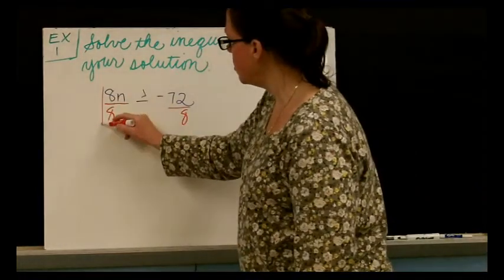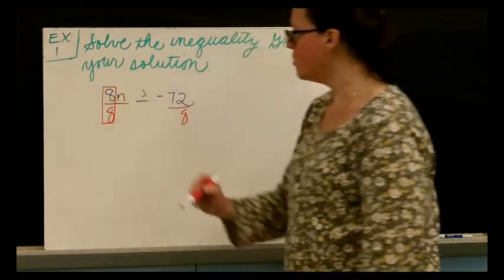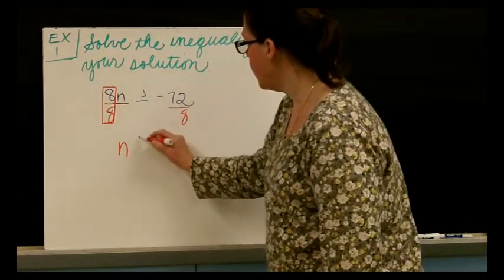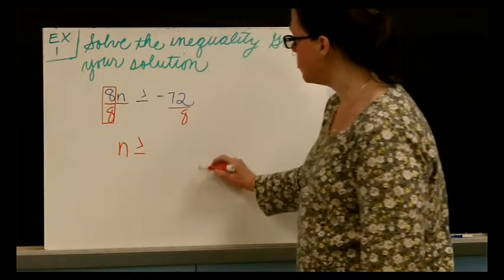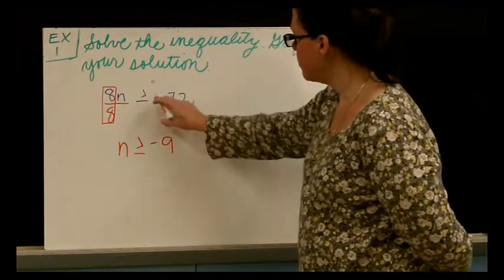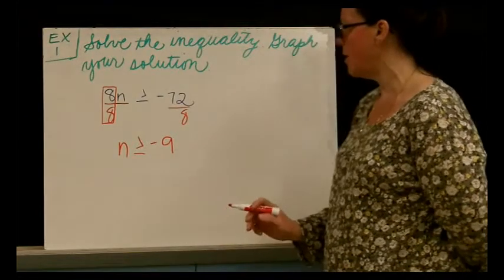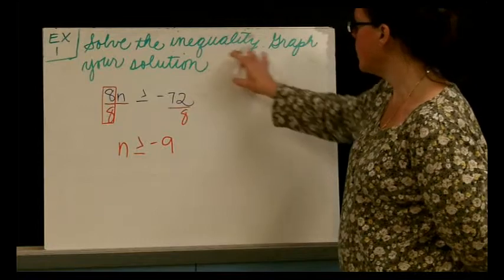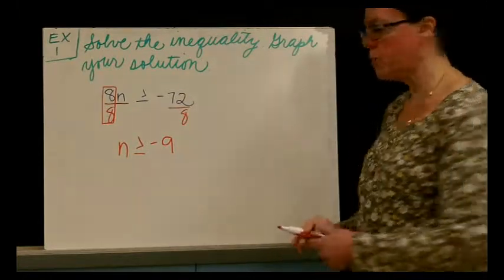When we do, we have created a coefficient of 1 for our n, and we have n is greater than or equal to negative 9, which is negative 72 divided by a positive 8. So we're done with half of our task. Secondly, now we have to graph our solution.